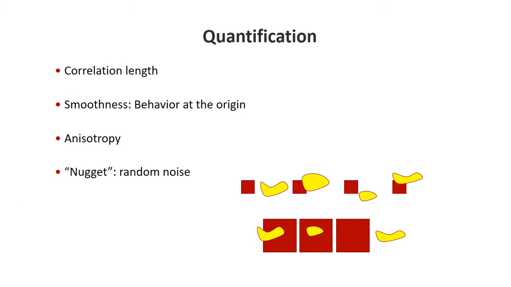Okay, so now we get a clearer picture about this quantification. We have a number of issues or quantifications we discussed. There was the correlation length, which is what we can read off of the correlogram. Then we talked about smoothness, behavior at origin, which determines the amount of smoothness we see in the image. We discussed that correlation length may vary with direction, which is anisotropy. And then we discussed random noise. So in geostatistics, random noise will also be referred to as nugget.